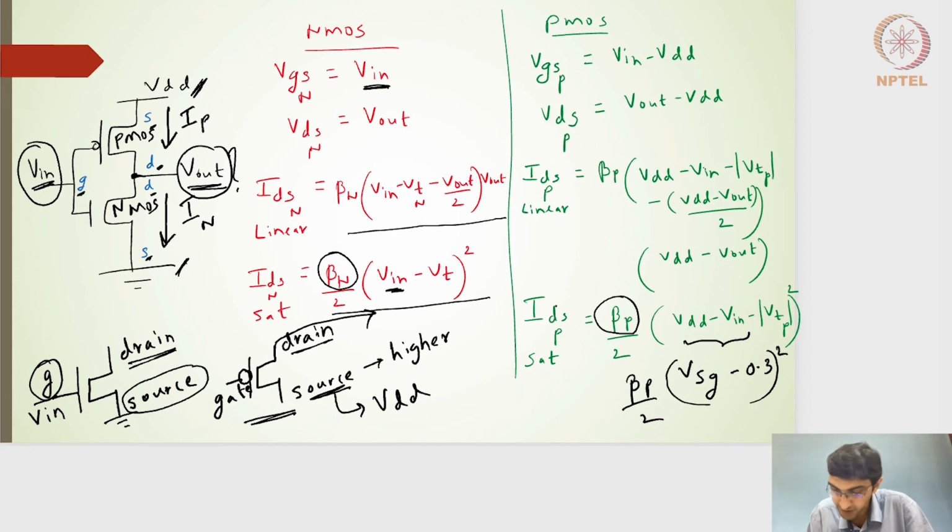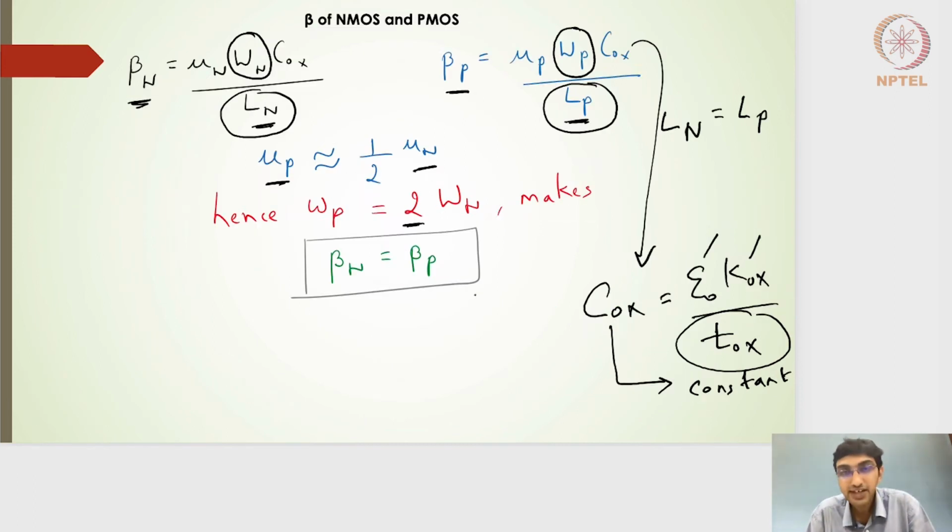the V input. Or rather, if I make the betas the same and equate the currents, I don't know whether it will be saturation of PMOS and saturation of NMOS equated, or linear of NMOS and saturation of PMOS equated. And there I should be able to find V out as a function of only V input. So what we are trying to do here is make the betas the same, not necessarily that the betas will always be the same.